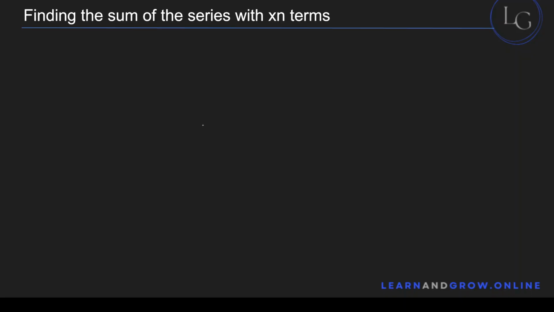So let's find the sum of the series with xn terms. X can be any constant. So for example, you have this question. These are the terms of the series and we have to find the sum, and they go to 3n terms. So how will you deal with this?